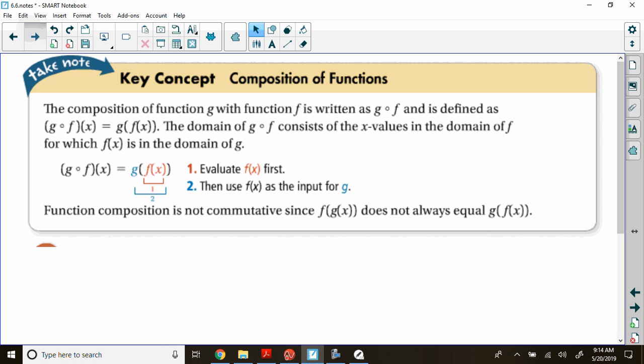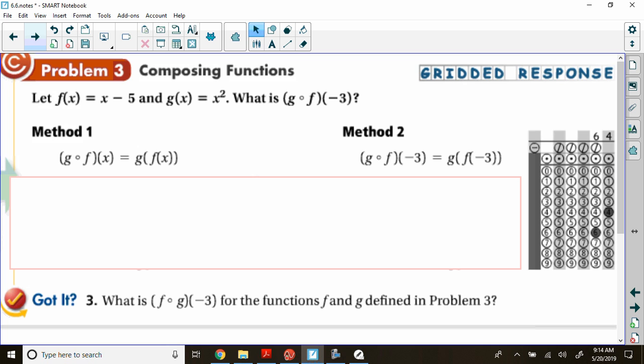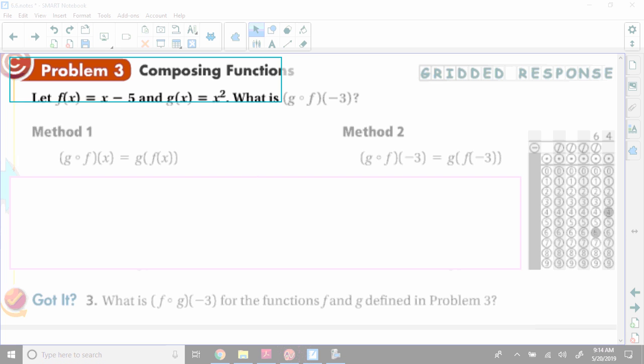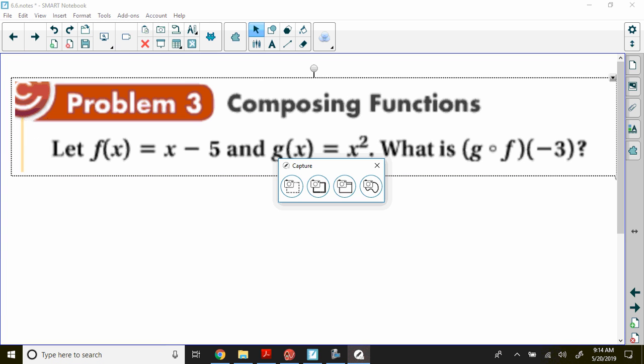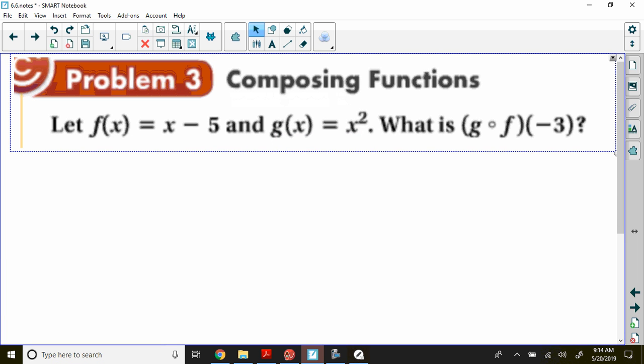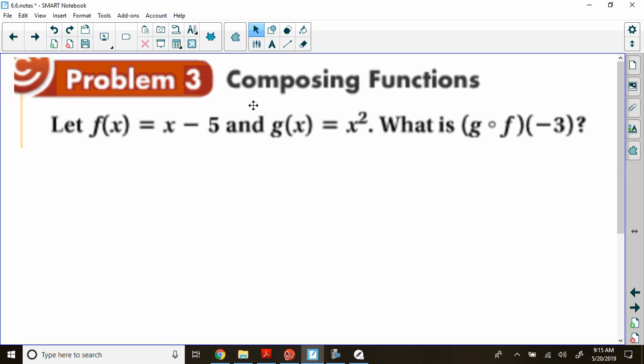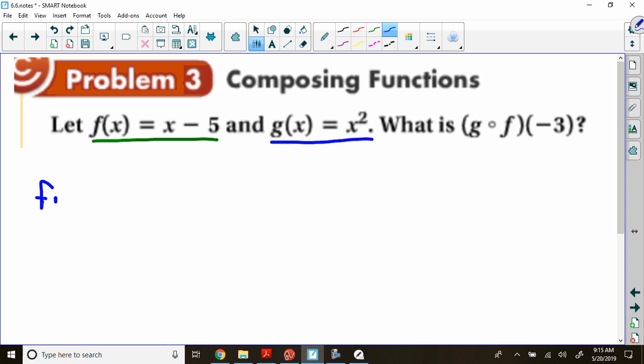All right. So let's go ahead and try problem 3. Problem 3 is kind of neat because they don't want g of f of x or f of g of x. They want g of f of a specific number. So they're letting f of x equal x minus 5. They're letting g of x equal x squared, and they're telling us to find g of f of negative 3.